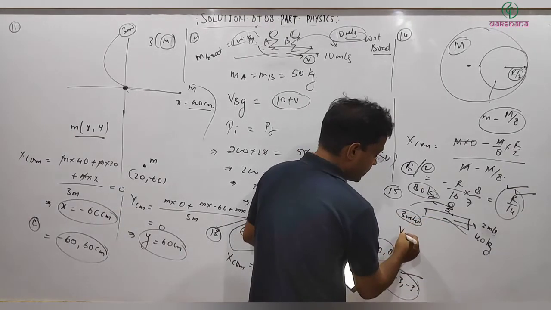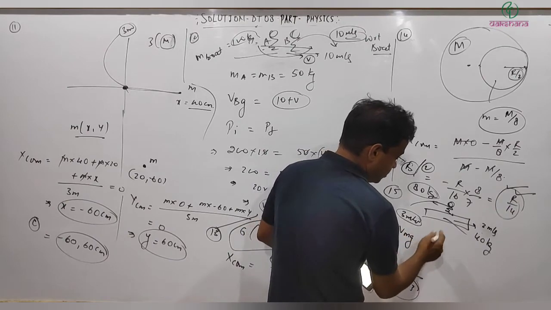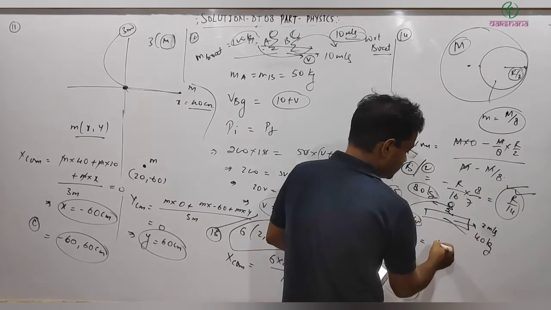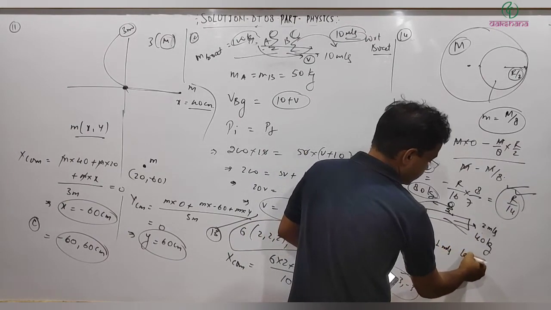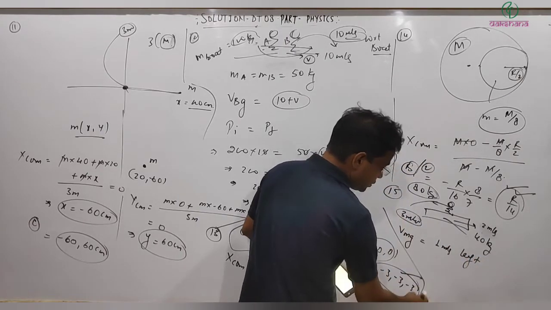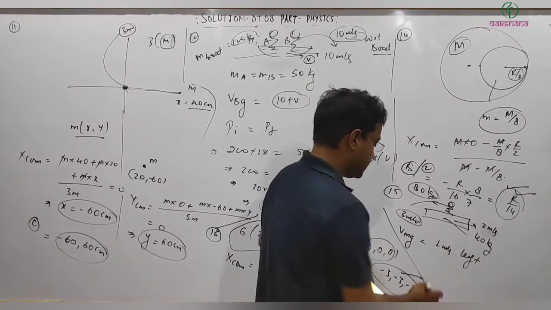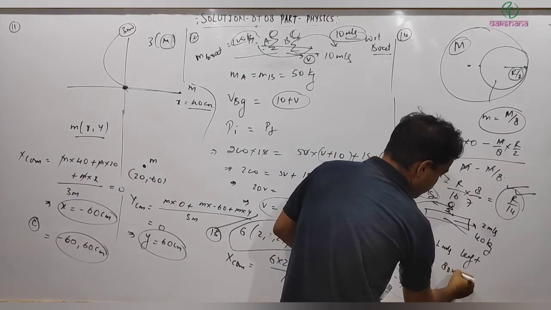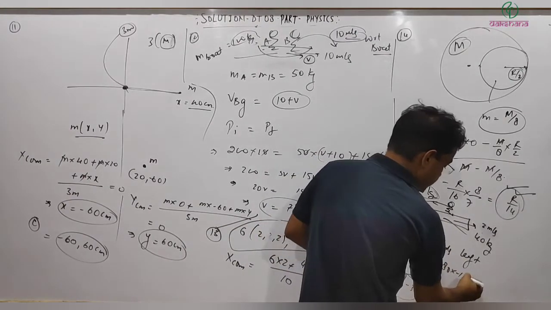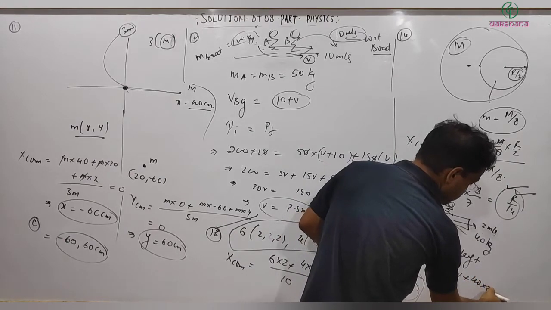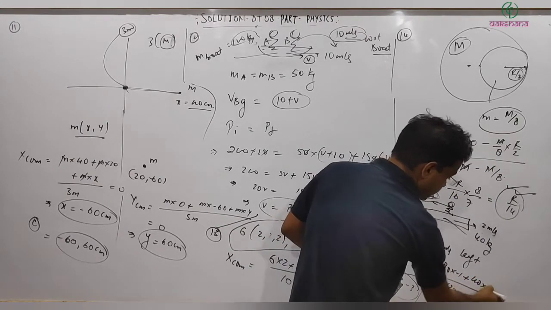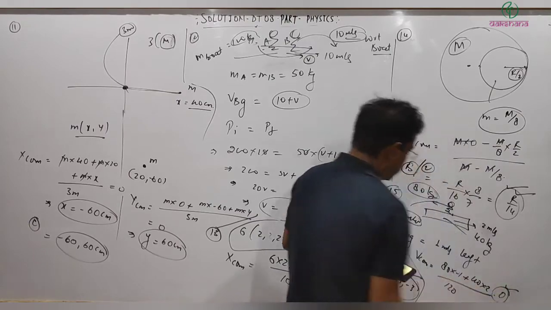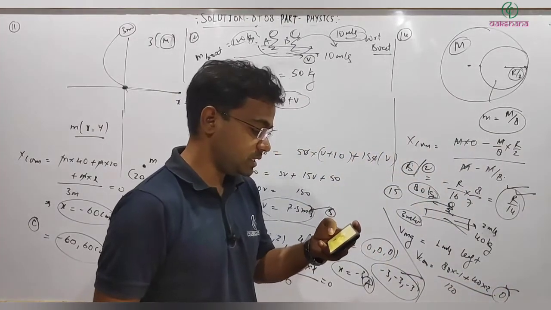So velocity of man with respect to ground will be equal to 3 minus 2, that is 1 meter per second left. Then velocity of center of mass is equal to what? VCOM is equal to 80 multiplied by minus 1 plus 40 multiplied by 2, divided by 120, that comes out to be 0. So the answer to problem number 15 is 0.